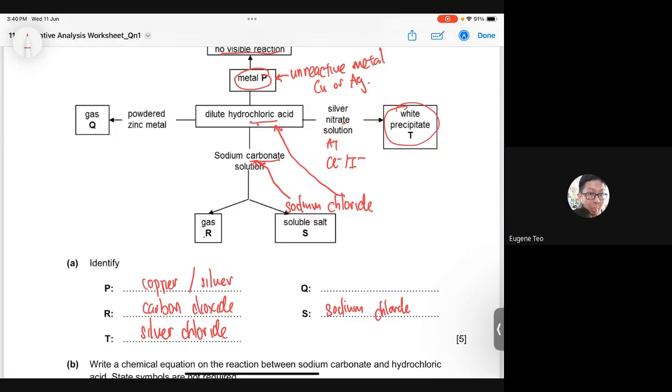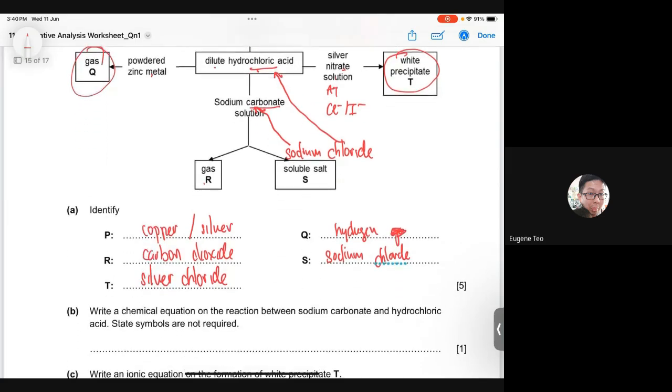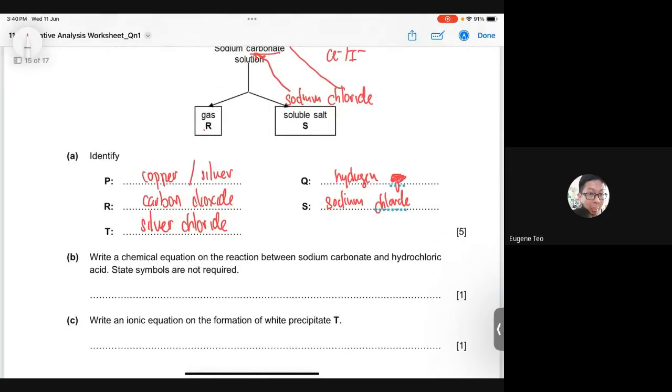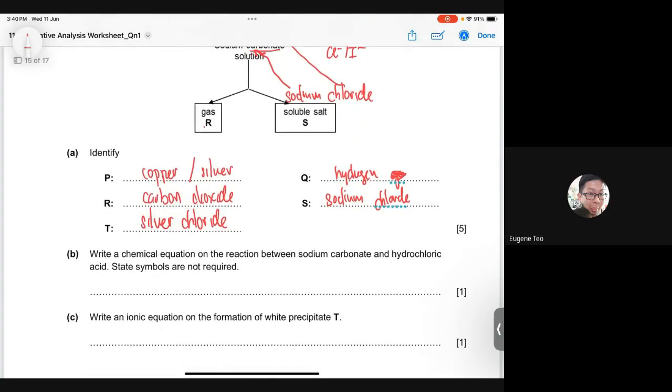So S itself is sodium chloride. Okay. Last one, Q, acid plus metal. What's the gas that's going to form here? Acid plus metal, you get your hydrogen gas. Okay, that's right, hydrogen. B, write the chemical equation. Okay, so I'm just going to quickly go through this.